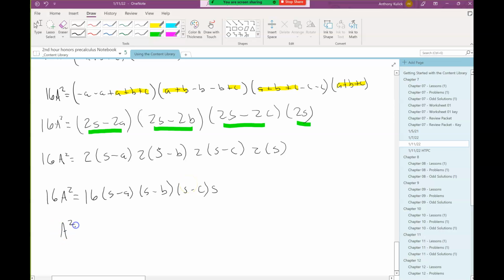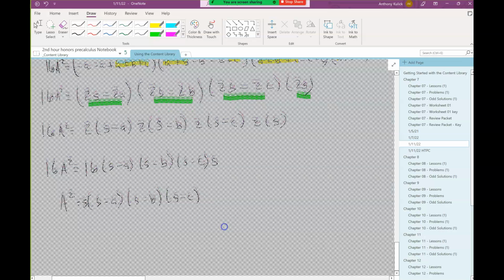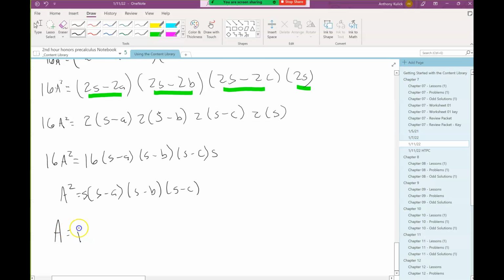We'll divide both sides by 16. I guess I'll put the s out front here. And then we square root both sides. And there's the formula as promised.